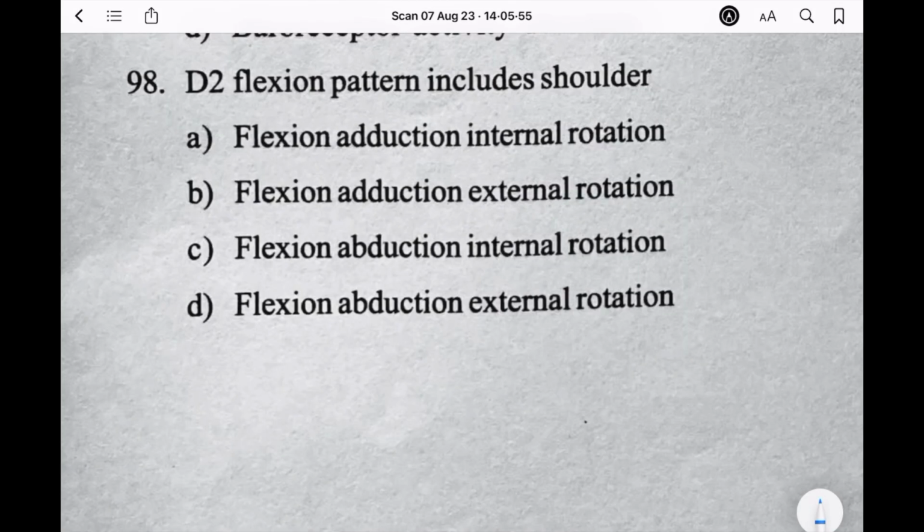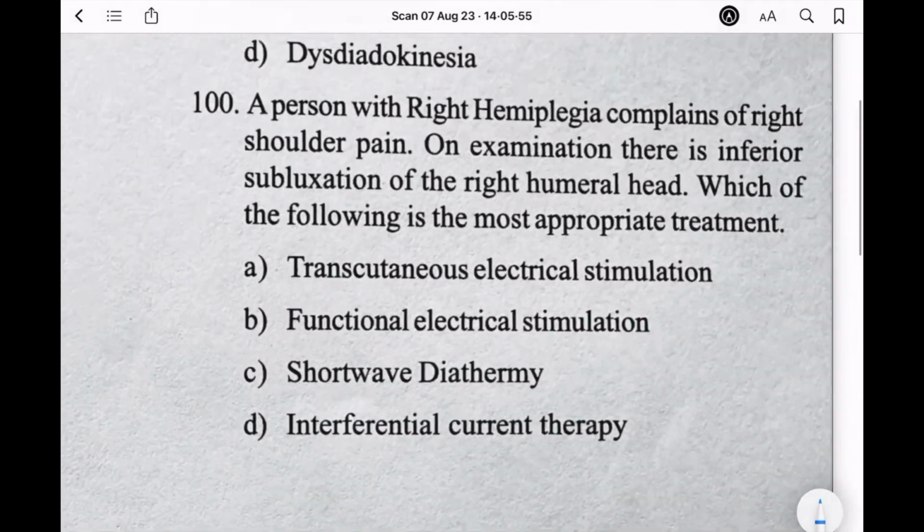Question number 98, D2 flexion pattern includes shoulder. So options are flexion adduction and internal rotation, flexion adduction, external rotation, flexion adduction, abduction, internal rotation, and flexion abduction, external rotation. So correct answer is flexion abduction and external rotation.